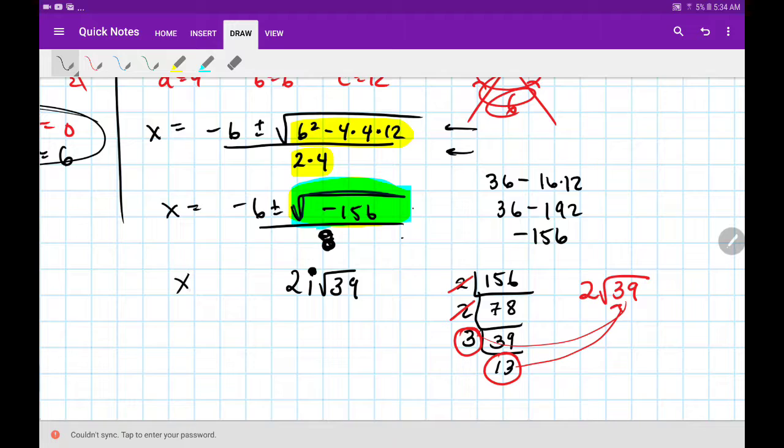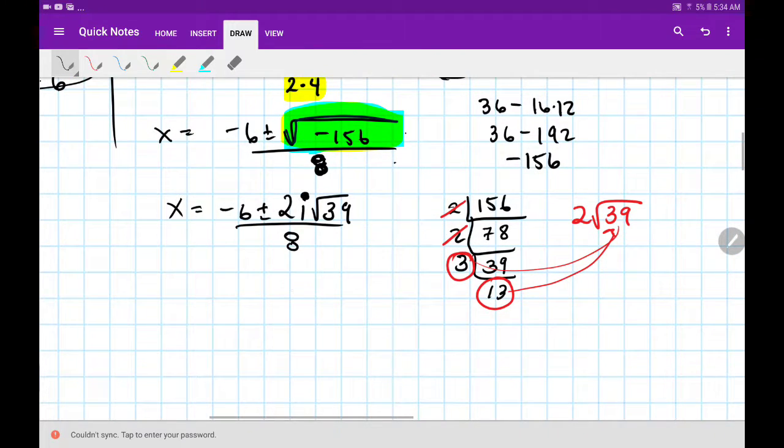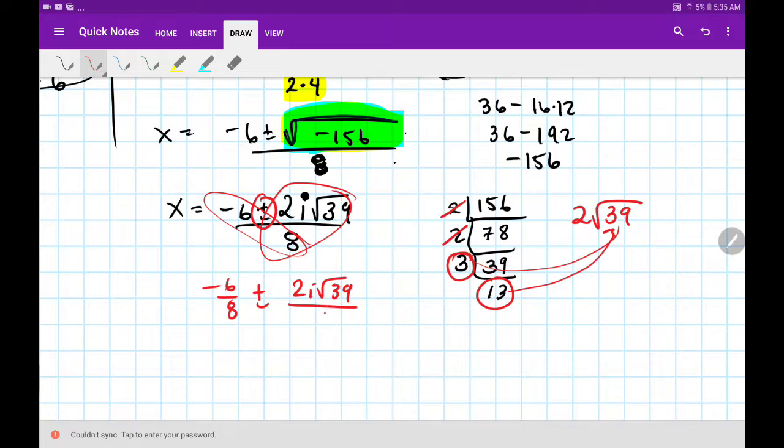So let's finish. x equals negative 6 plus or minus that, all over 8. Now once you reach here, there's nothing left to simplify, but we should break this fraction apart into two pieces. And here's what I mean. This is negative 6 over 8, and you're going to copy down the plus or minus 2i square root 39 over 8. That's what I mean by break it up into two pieces.